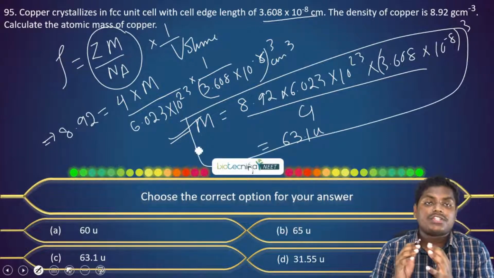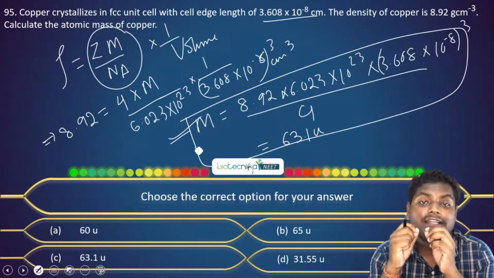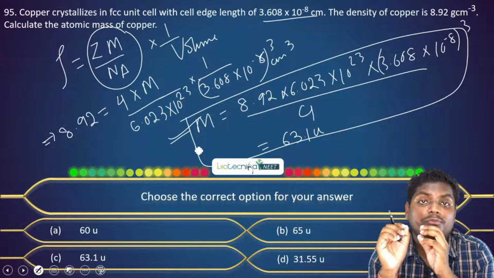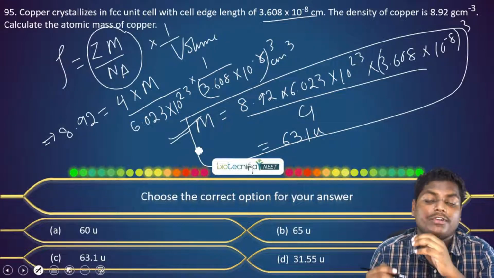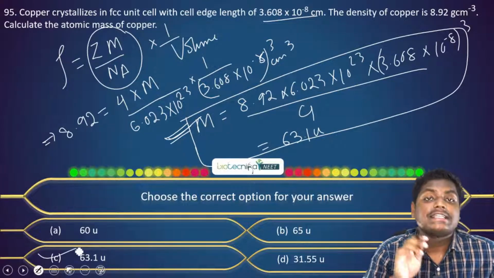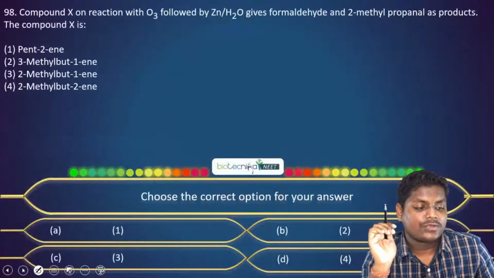So it's an easy question if you know the formula, but the numerical is tedious. You just need to focus and calculate correctly. You need to multiply correctly since many values are included here. Otherwise, it's a very easy question to do. So the correct answer is 63.1. So let's move to the next question.